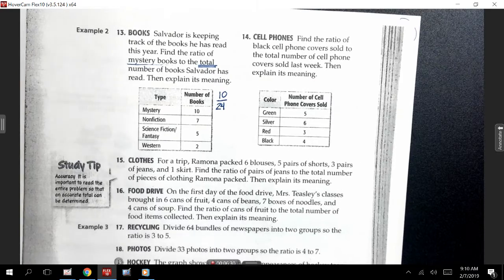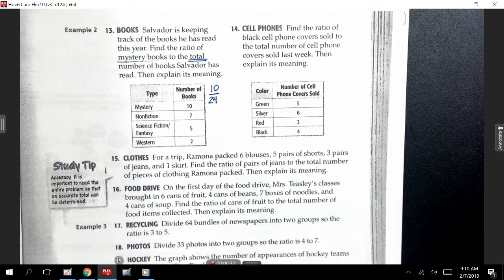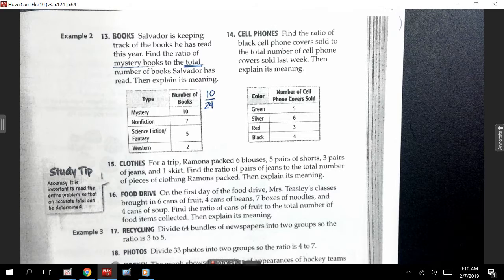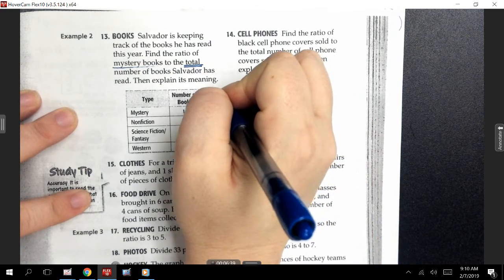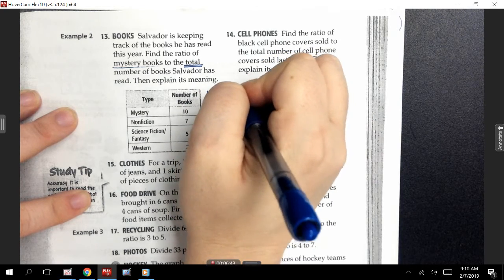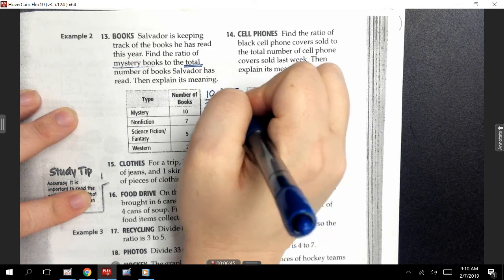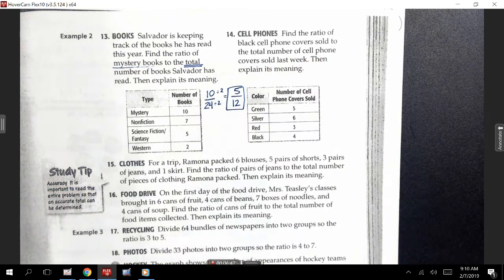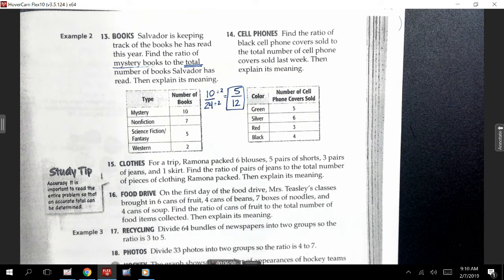All right, so I got 10 over 24. What do I need to do now to 10 and 24? Alexandra? Simplify. What am I going to divide those by? 2, and that gives me 5 over 12. Perfect. So there's my ratio. I did that the same way, right? The only difference is I had to add for the bottom number. I still simplified. Am I worried about a 1? No, I don't care about that. Okay, so I get 5 over 12.